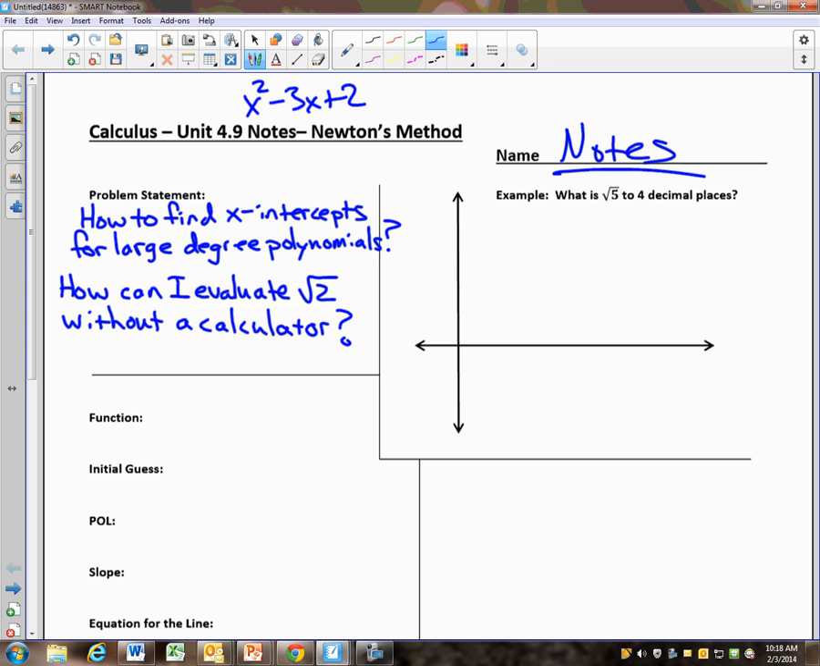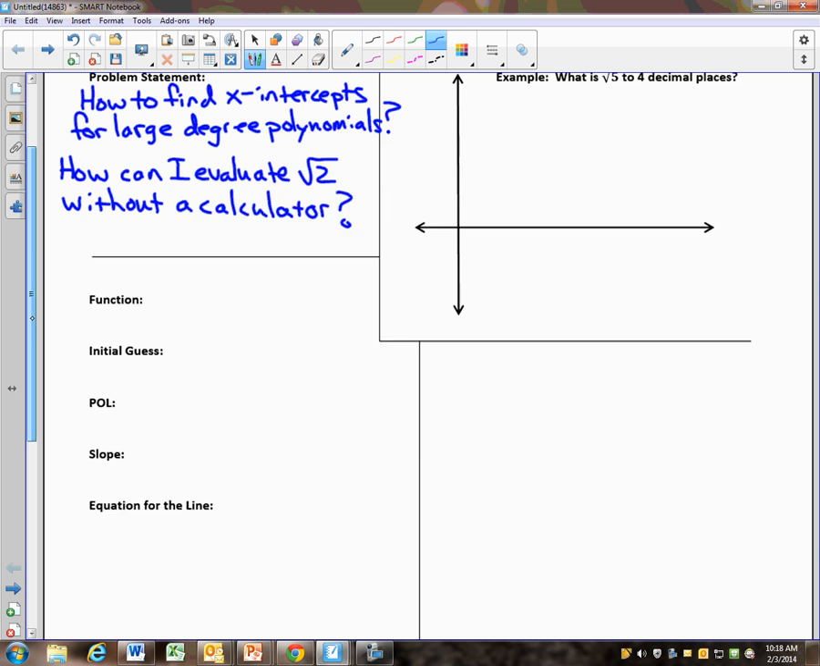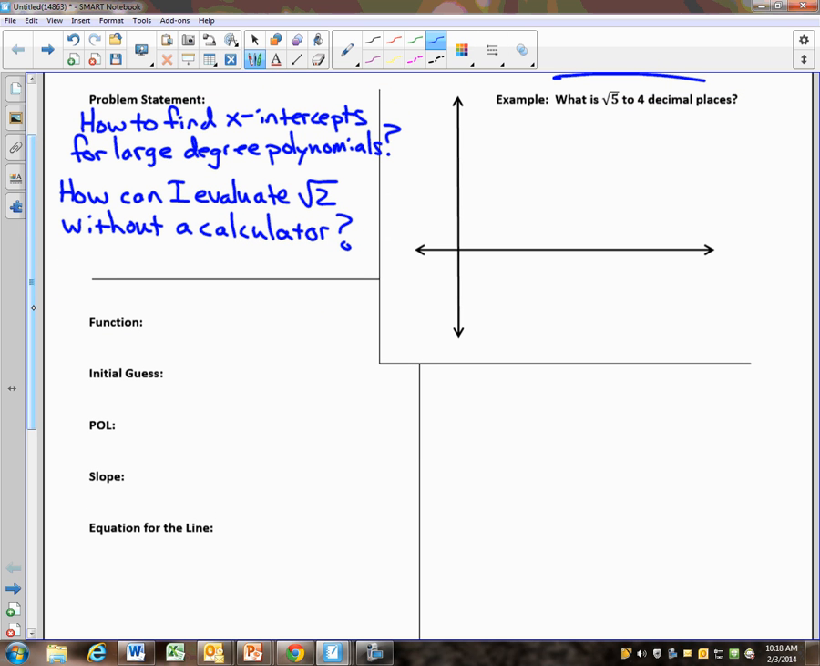So, here's what we're going to do. We are going to do the algebraic and the raw representation over here. And over here, we're actually going to do a problem. We're going to work it out. So, example, what is the square root of 5 to 4 decimal places, okay? And so here's what I'm going to do. Calculus always involves a picture. So I'm going to draw a picture.